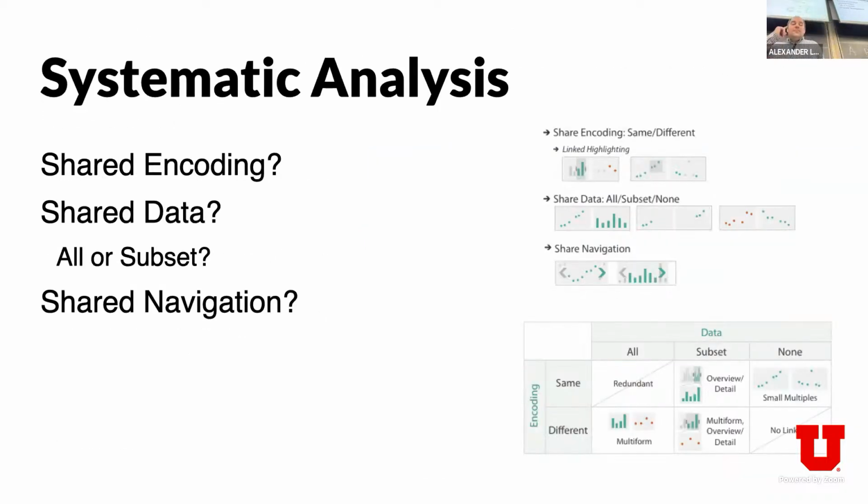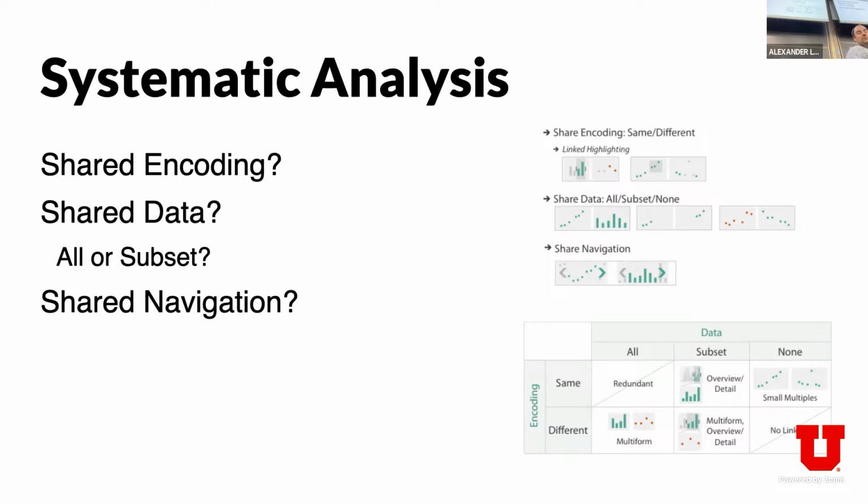Okay, after this rough overview of what these things are doing, I want to dig in a little bit. Let's do a systematic analysis of both these more complicated multiple view systems and dashboards. The first thing we have to ask ourselves: do my multiple views have a shared encoding? So are all of them bar charts or all of them line charts, for example? Or do they have shared data? Is all the data shared, or only a subset? Or do they have shared navigation? For example, if I have a time series data set and I zoom into one region, are all views responding to that?